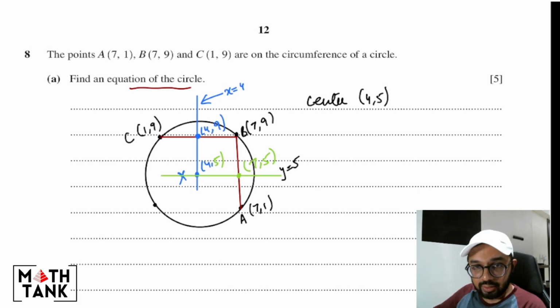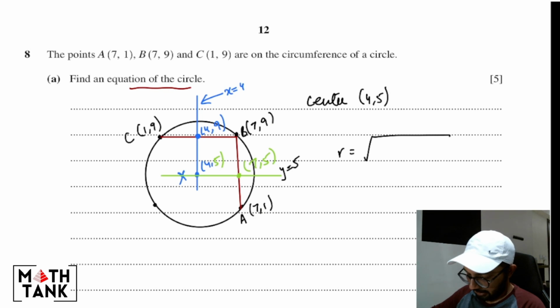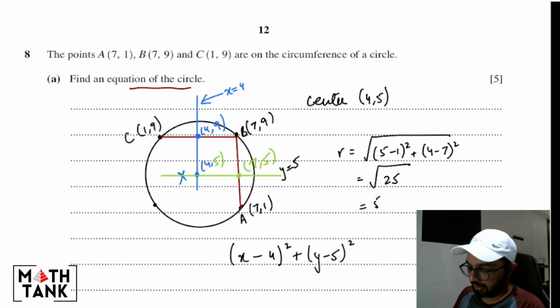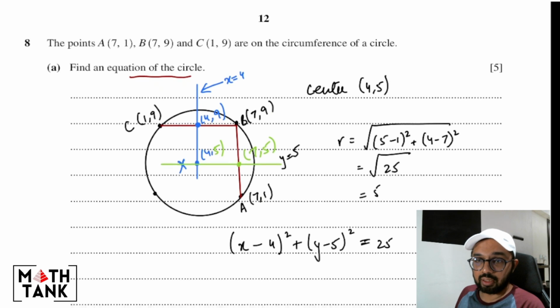I could use the center and any of the coordinates to find the radius. So let's say I use 7, 1. So I'm going to say y2 minus y1 whole square and x2 minus x1 whole square. So that gives me 4 square plus 3 square gives me 25. That's 5. So the equation of my circle will be x minus 4 whole square, y minus 5 whole square equals 25, which is 5 squared, the radius squared.